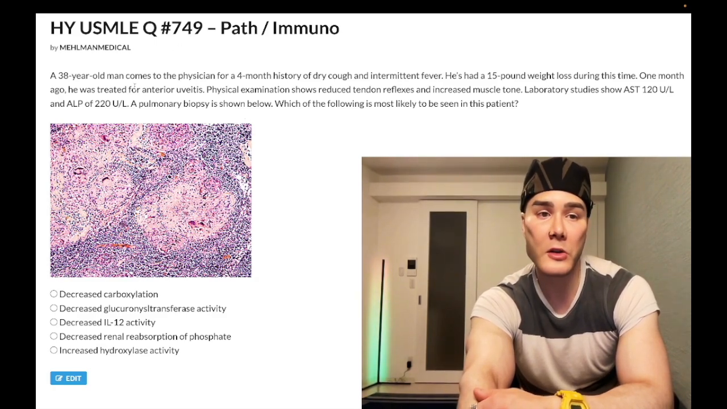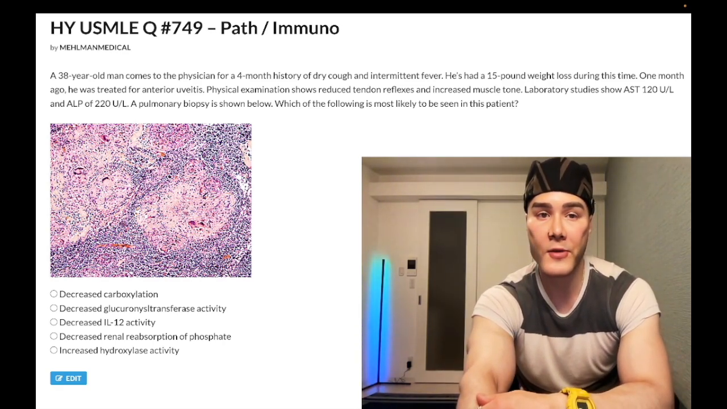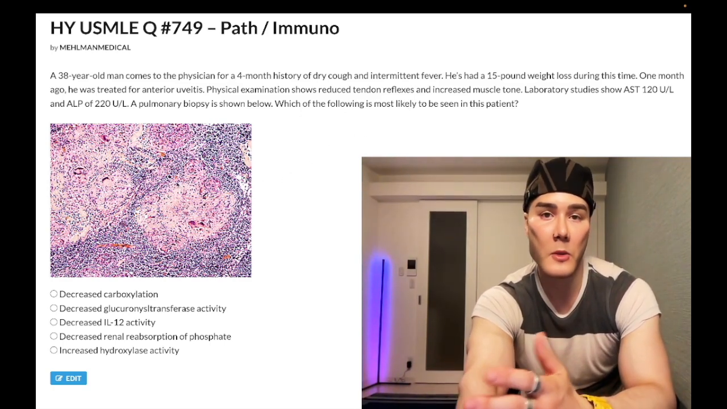Now, if you're reading the question so far, I have no idea what's going on. The fact that this is a pulmonary biopsy, okay, that's going to give it away to some of you watching this. Okay, so which of the following is most likely to be seen in this patient? And I'll talk about this histo as we move through the question here.